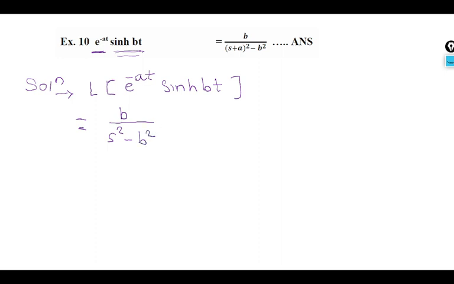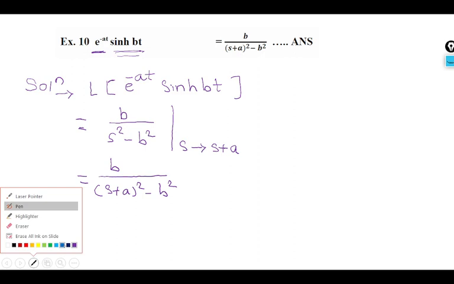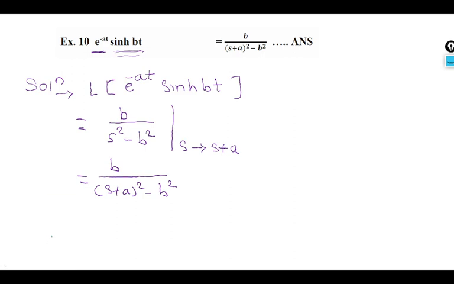And because of that e raised to minus at, we have to shift s to s plus a. This is by a first shifting property. So we got the answer b upon s plus a bracket square minus b square. So this is one of the ways you can do it. Generally, I show both ways in the first example, and later on I will do it by only one way. The other way of doing this example is to first find out the Laplace of sine hyperbolic bt.